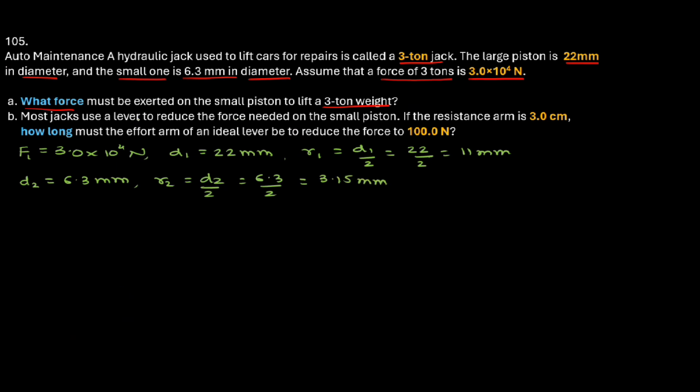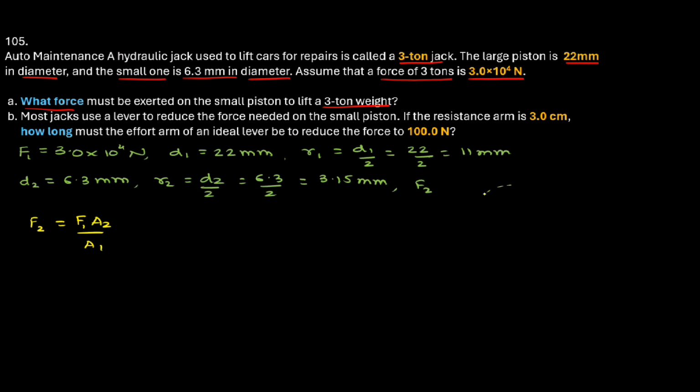I need to find what is the force exerted on the small piston to lift a 3-ton weight. So I need to find what is the force F2. Again, we are going to use the equation for hydraulic lift, which was F2 equals F1 A2 over A1.